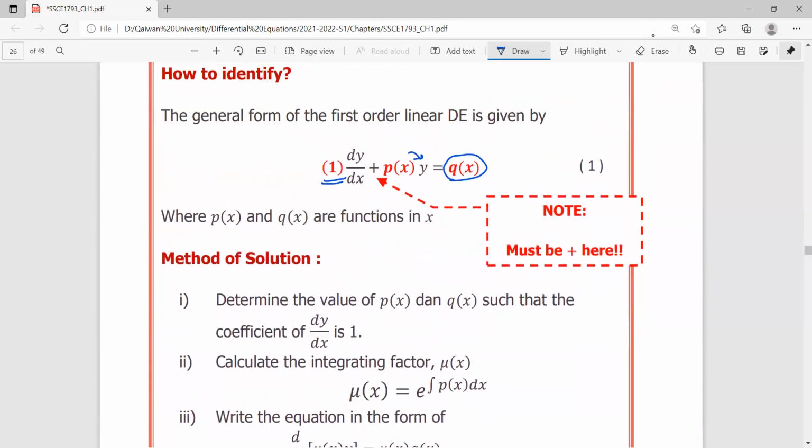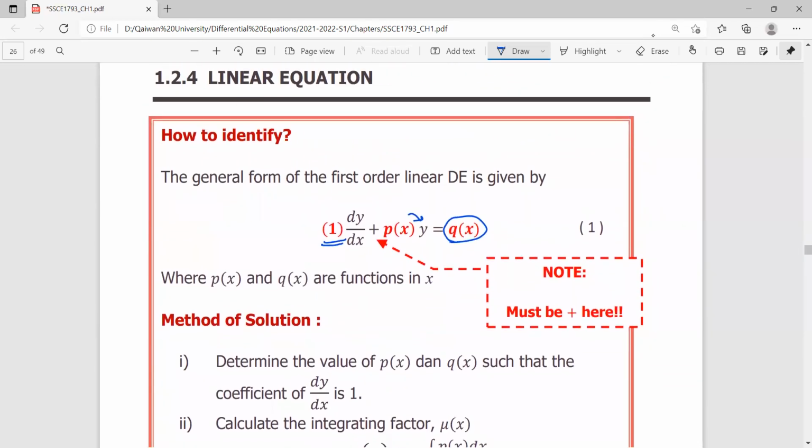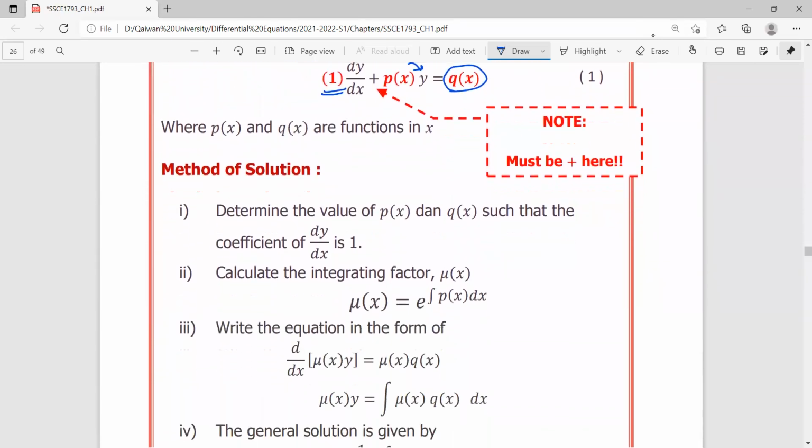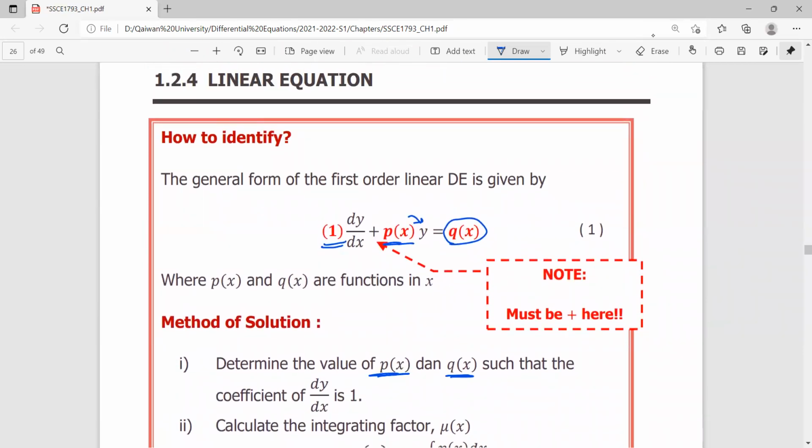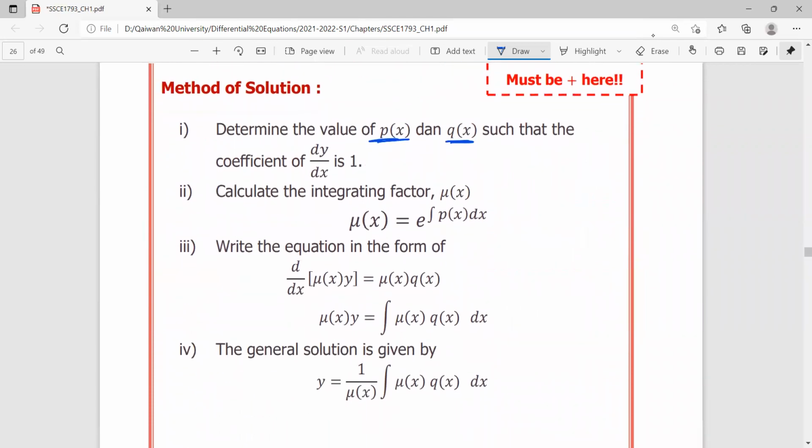Look at the method for solving a linear differential equation. First, we should determine p of x and q of x. What's p of x? P of x is the coefficient of y, and q of x is the right hand side. The right hand side is q of x, and the coefficient of y is p of x.